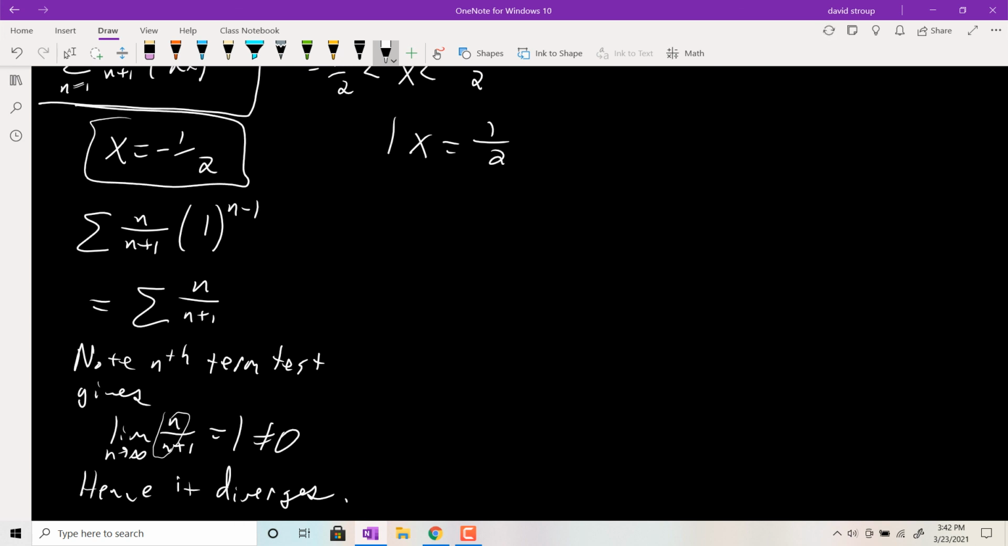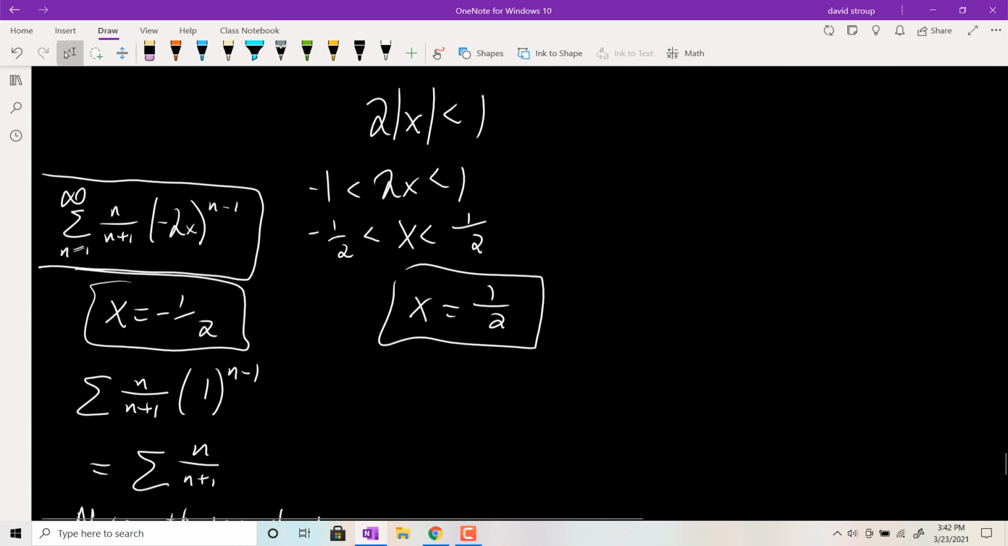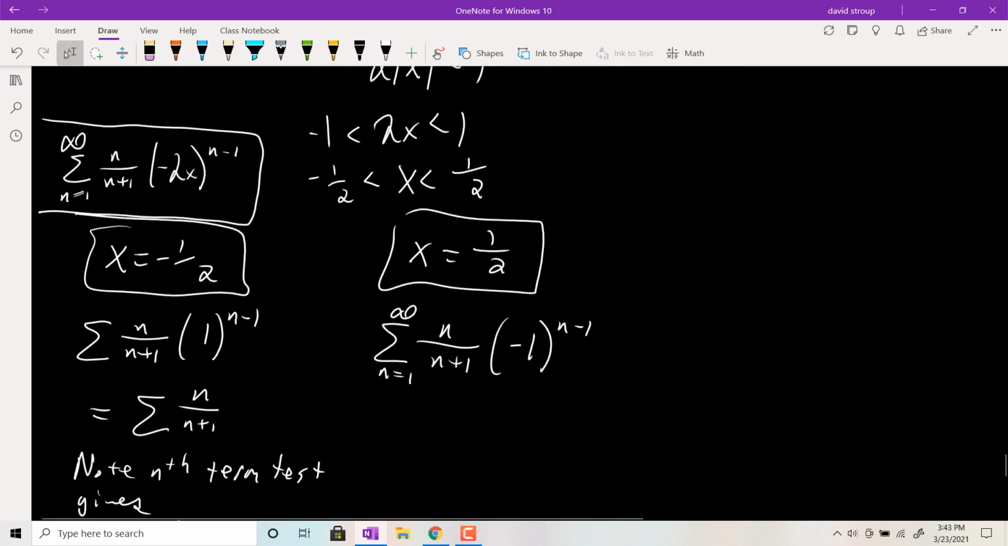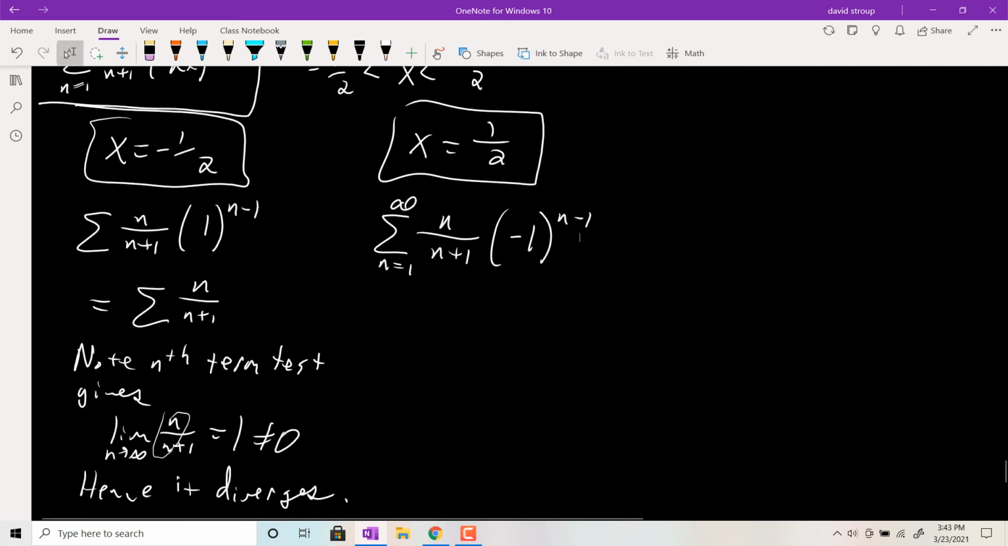Okay, let's try 1/2. So again, I'm plugging in x. So I get the sum from n equals 1 to infinity of n all over n plus 1 times -2 times 1/2 is -1 to the n minus 1. This one is an alternating series, but it's going to fail the first step. So once you go to the alternating series, you're going to be like, oh, I need to take the limit of n over n plus 1. But you already did that. And it's not equal to 0. So again, you kind of go to the nth term test.